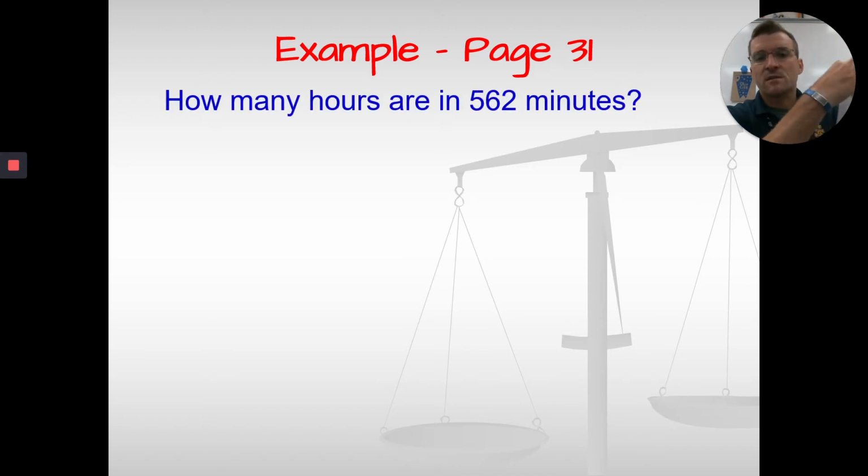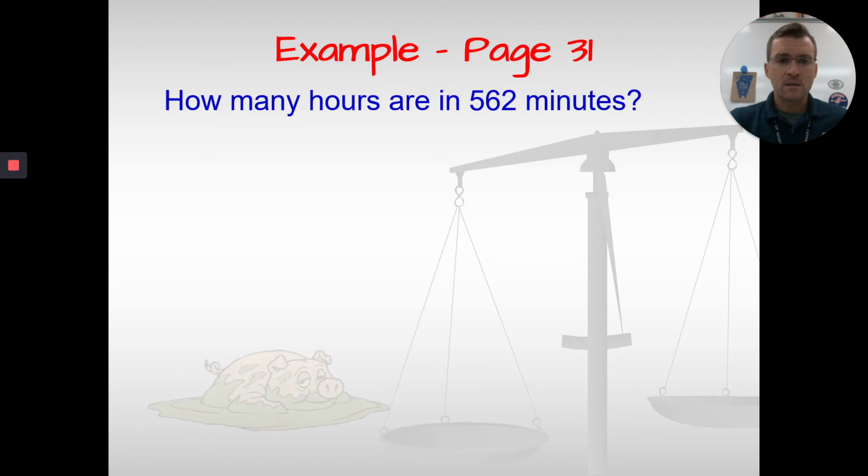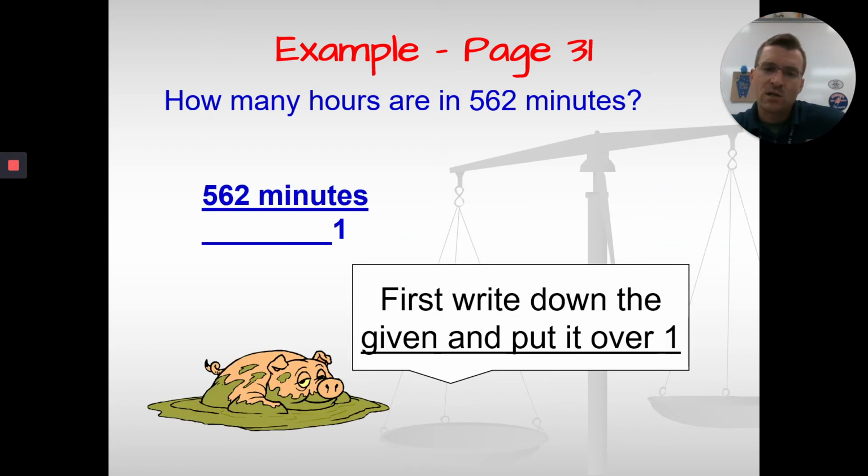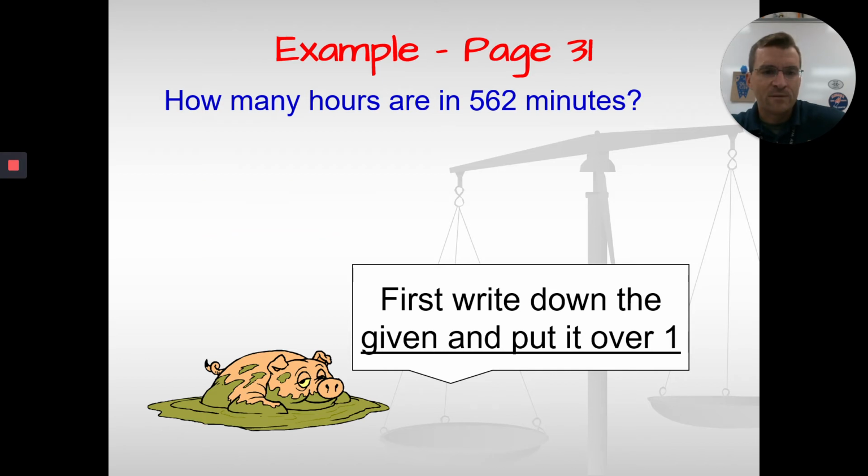And your page is kind of written a little bit differently. I turned it into a question. Your page just says 562 minutes to hours. So in other words, we're asking how many hours are in 562 minutes. So here comes Wilbur. And so he tells us, write the given and put it over 1. And I'm actually just going to write this out because the formatting is a little crazy. Thought I fixed it, but I didn't.